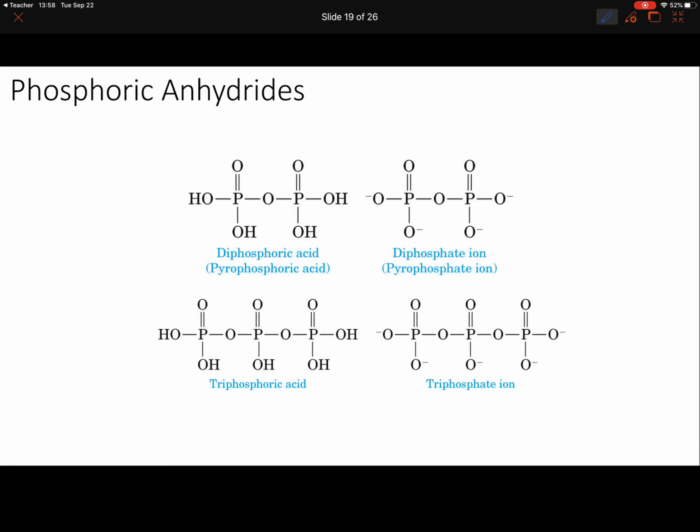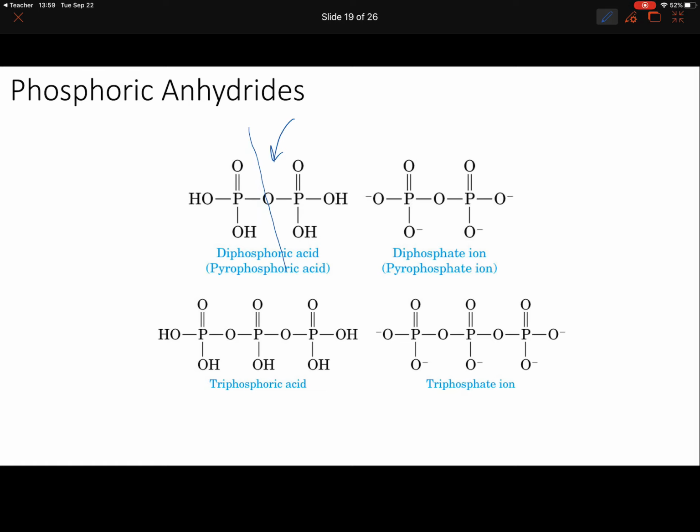Let's talk about phosphoric anhydrides because of their relevance in biological molecules. So the functional group of a phosphoric anhydride is actually 2 phosphoryl groups. These are the P double bond O groups, bonded to the same oxygen atom. So just so you know, phosphoric acid would be split right here.